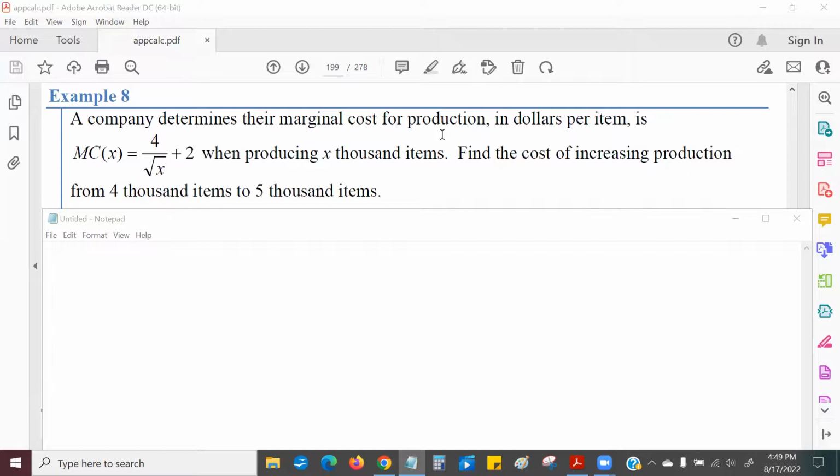A company determines their marginal cost for production in dollars per item is MC of X equals 4 over the square root of X, plus 2. And this is when they produce X thousand items. So X is not just an item, X is 1,000 items. Find the cost of increasing production from 4,000 items to 5,000 items. So we want to find the cost of making that increase.